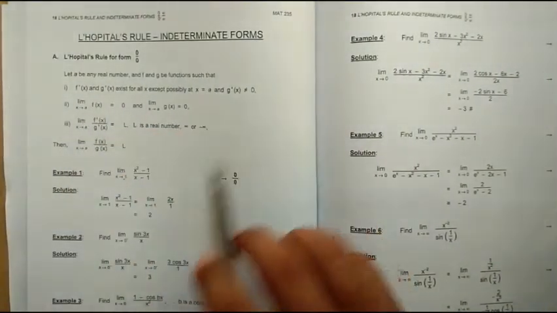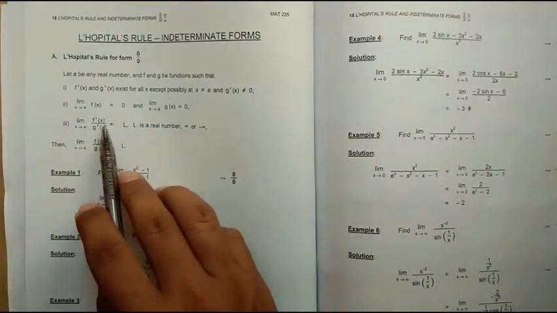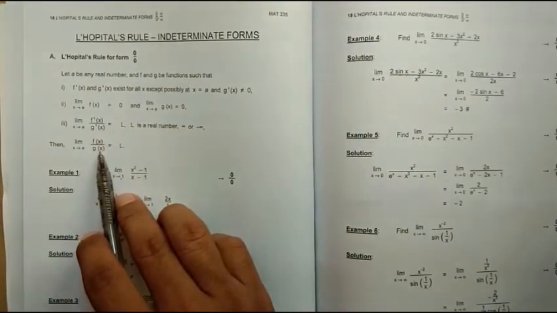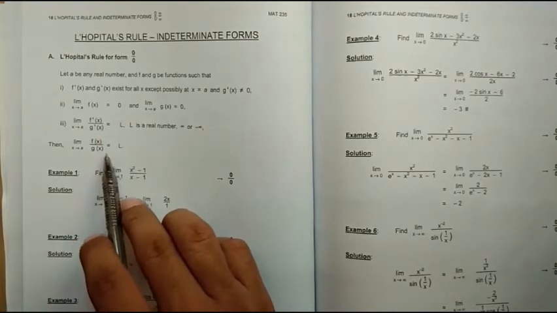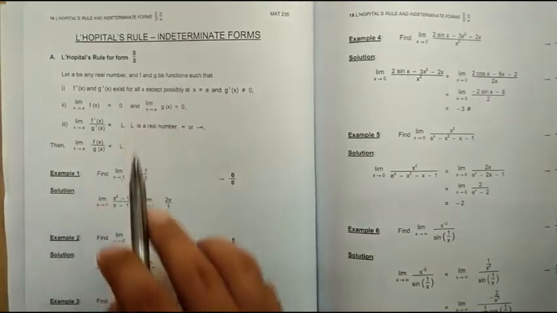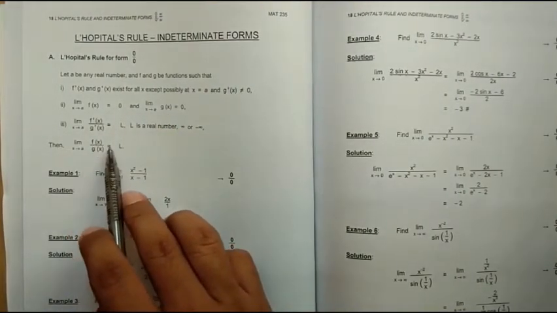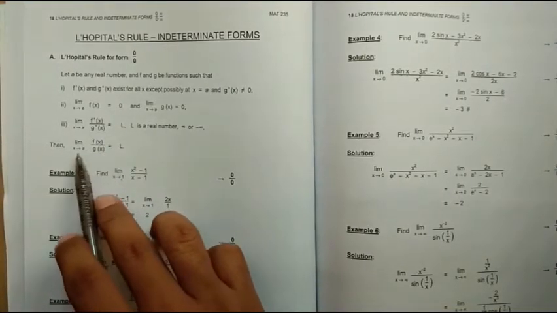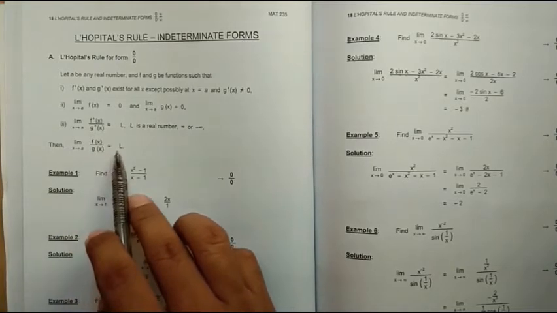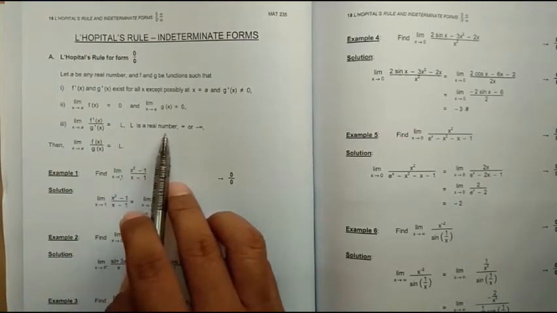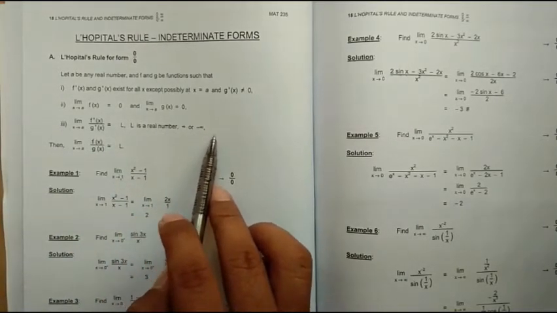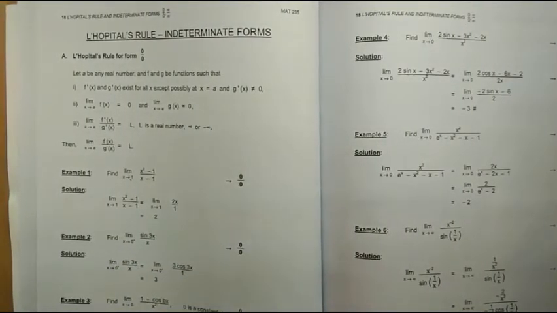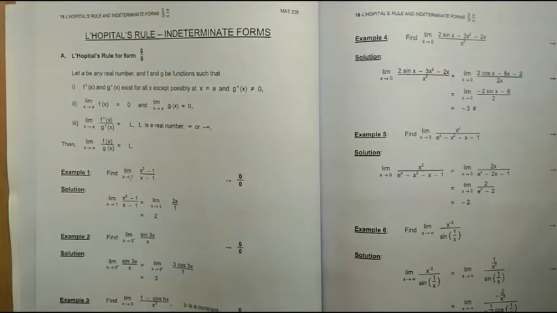Okay, ingat je formula ni. Senang je, differentiate f(x), differentiate g(x). So f(x) over g(x), kita akan dapat 0 over 0, and then differentiate f over differentiate g. Substitute x equals a, we get L. So L is a real number, infinity or negative infinity. Okay, so faham? Okay, we go to example. Example 1.